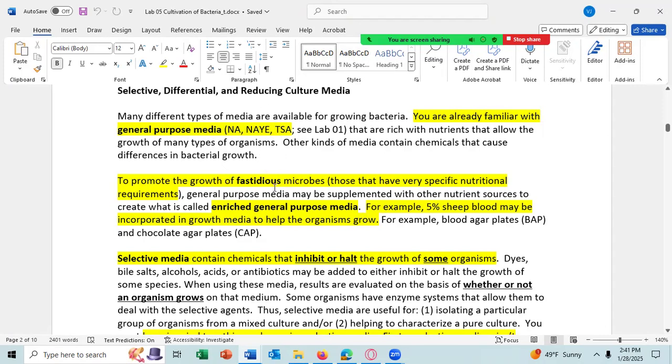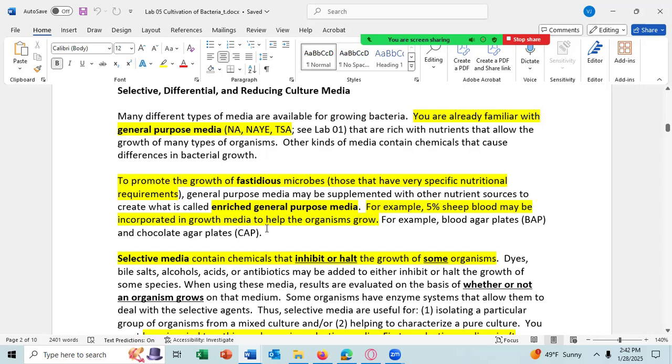To grow fastidious microbes, you need to use an enriched general purpose media. For example, you can add 5% sheep's blood to TSA and then get many fastidious organisms to grow because the red blood cells provide the nutrients that many, not all, but many fastidious organisms need to grow. Two media which are enriched general purpose media include blood agar plates or BAP and chocolate agar plates or CAP. Any question about any of that?